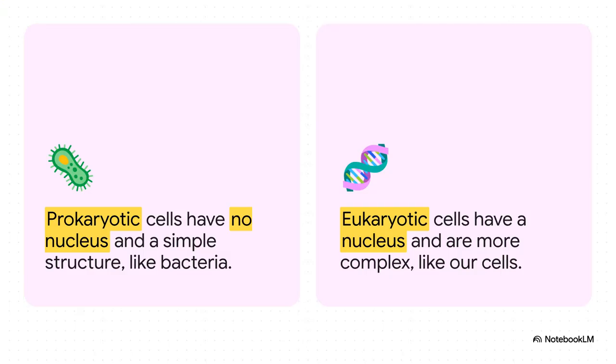Right away, we see this huge split in the road. On one side, you've got your prokaryotic cells. Think simple, think efficient. These are your bacteria. They don't have a nucleus. They just keep all their important stuff floating around inside. Then, on the other side, you've got the eukaryotic cells. These are way more complex. They have a proper nucleus to keep their DNA safe and sound. These are the cells that make up plants, animals, and, well, us.